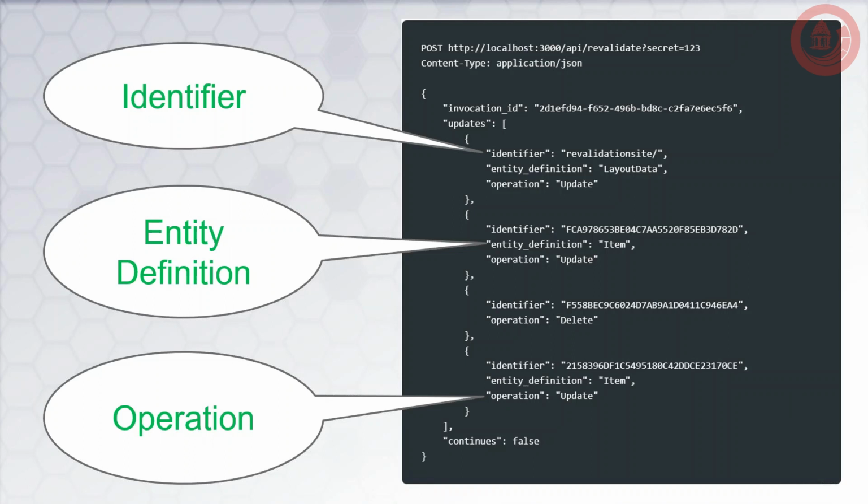Now, whenever you make any change to the XM Cloud item and publish that item to Edge, it will trigger the configured webhook and pass on the entire payload, something like this. Pay attention here: this is the payload that we will be receiving at the webhook handling application. Here we can see that we have the identifier, the entity definition, and the operation.